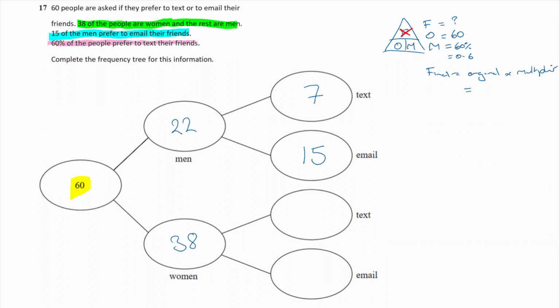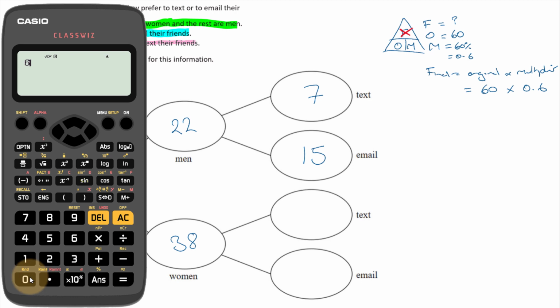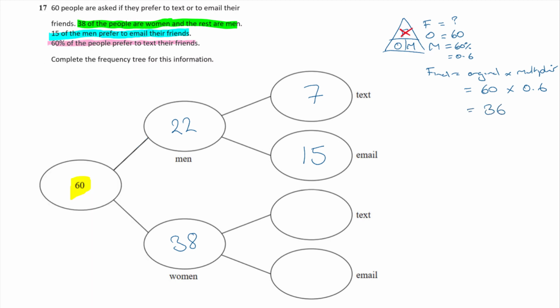Okay, which is 60 times 0.6. According to my calculator, 60 times 0.6 comes out to be 36. So that means 36 people altogether like to text. If 36 people prefer to text, we've already accounted for 7 of them, haven't we? There are already 7 men who like to text.